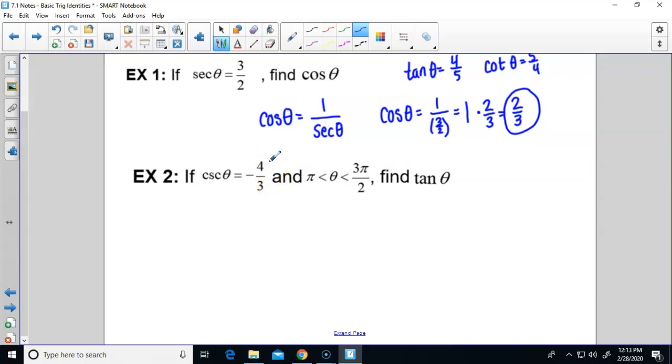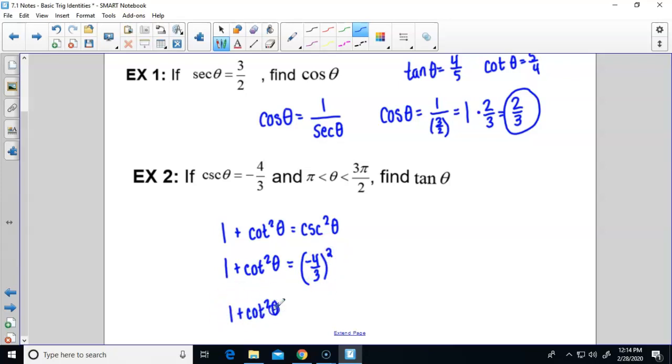So, what we can do here, if we want to find tangent, we can use 1 plus cotangent squared theta equals cosecant squared theta. We can find cotangent, and then once we find cotangent, we just have to flip that to find tangent. So we've got 1 plus cotangent squared theta, and cotangent is what I want to find. It is supposed to equal (-4/3) squared.